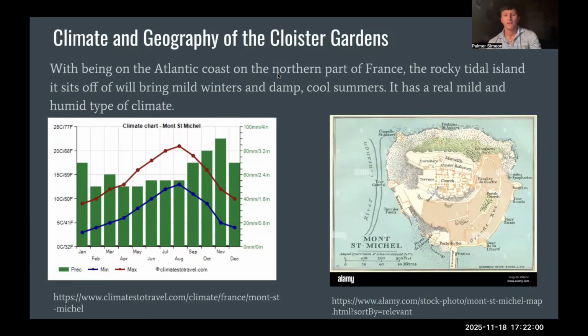The climate. Because of the location, the climate is mild and humid, with cool, damp summers and winters that are not too cold. The surrounding sea brings moisture and softens the temperature change, creating a unique environment for the plants in the gardens. This mild, wet climate helped the monks grow herbs, vegetables, and also flowers.